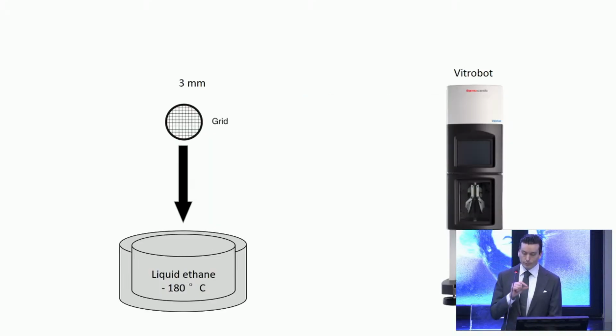So first, we have to place a very tiny droplet on a small metal grid, only a few millimeters in size. And we plunge this into liquid ethane. This is minus 180 degrees Celsius. So this will rapidly freeze and cool the sample. The device that we use for this is the Vitrobot, a machine which was invented here in Maastricht about 20 years ago, and of which a couple of the inventors are still here present in the room. And is now used still worldwide by hundreds of labs.